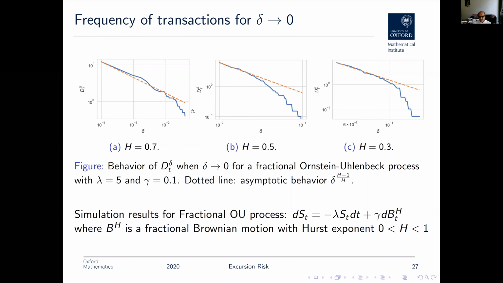And what you see is that, well, actually it works quite well. So the smallest delta here is 1 second, and you can see that you do see the asymptotic behavior. The blue and the orange dotted line do coincide in the three cases. So it means that these asymptotics are not ridiculous.